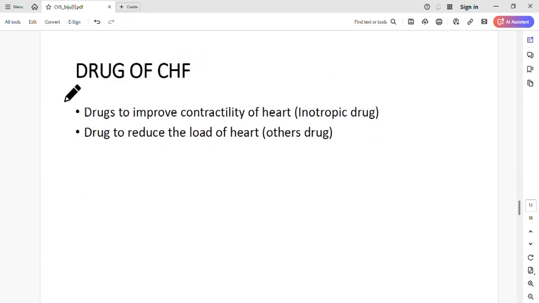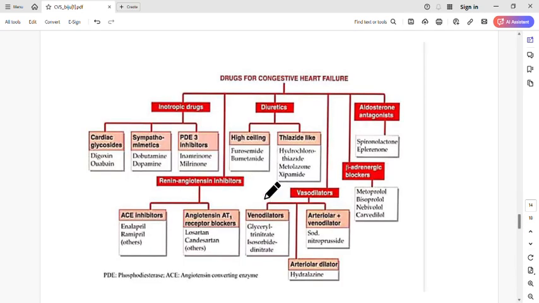Now we discuss the drugs for CHF, congestive heart failure. There are mainly two types of drugs: inotropic drugs and compensatory drugs. In inotropic drugs, mainly digitalis comes. This is the inotropic drug, and the others are compensatory drugs, such as diuretics.